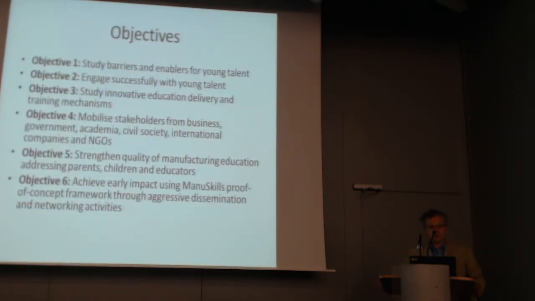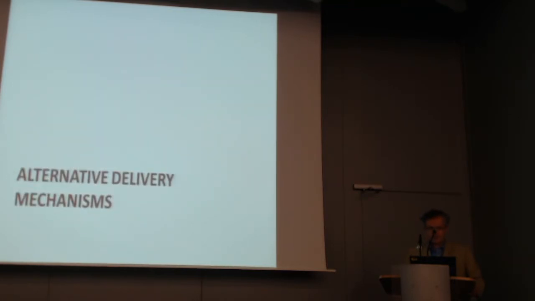So the objectives in this ManuSkills are to study the barriers and enablers for young talents and engage them successfully; innovative education delivery and training mechanisms, for which we already have examples and will test them on various levels; to mobilize stakeholders, including society and NGOs; to strengthen the quality of manufacturing education at various levels, from children to educators; and to create some proof of concept of the activities, for dissemination, with some examples and networking.